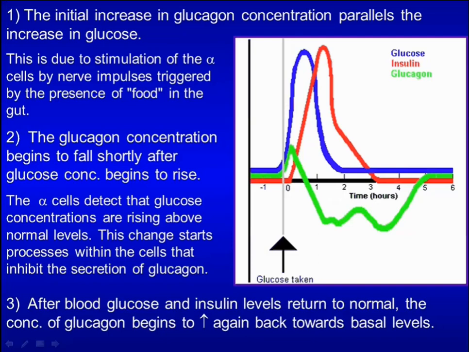Here are changes in insulin and glucagon levels in real time. The blue line represents glucose level, the red line insulin, and the green line glucagon. After we take glucose, the glucagon level initially rises, but it drops quickly once the glucose level rises. At the same time, the insulin level rises sharply. After blood glucose level returns to normal, the insulin level follows. Finally, the glucagon level comes back to normal.